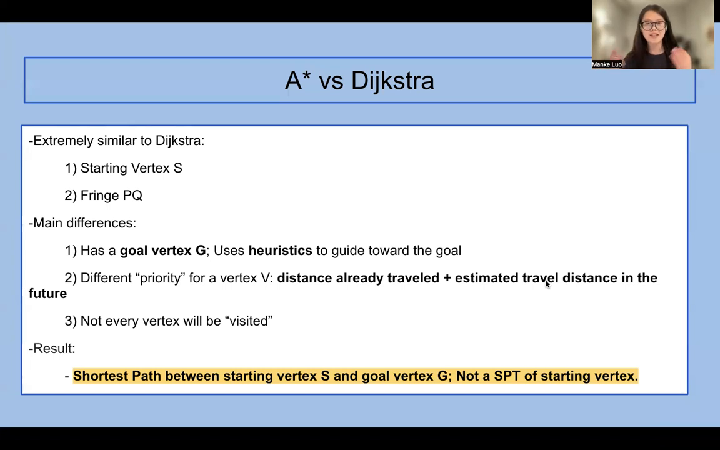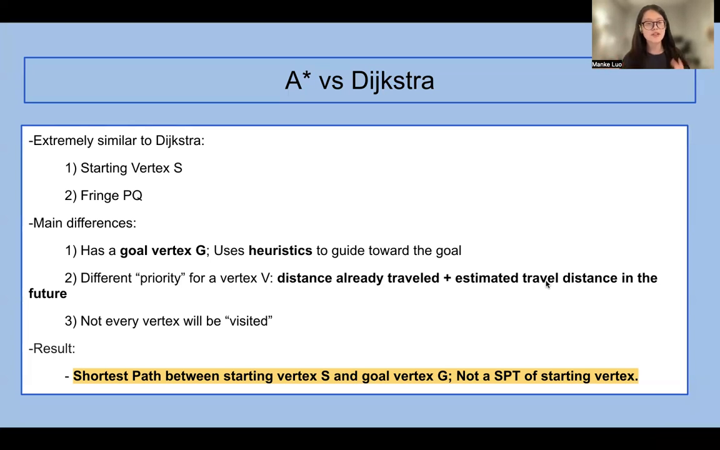And lastly, just as a natural consequence, because we are not finding the shortest path between the starting vertex and all of the other vertices in your graph, not every vertex will be visited, and you'll see that in examples and demos. So I have highlighted the result of the A star algorithm here: it is not finding a shortest path tree of the starting vertex, but rather a specific shortest path. This is a very important distinction, because for Dijkstra, you're finding multiple shortest paths, right? You're basically finding all possible shortest paths between the starting vertex and all of the other vertices in your graph.